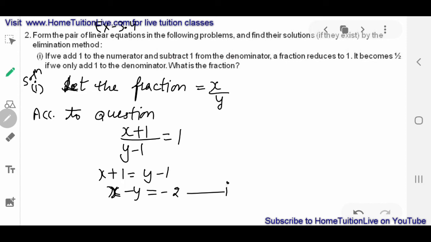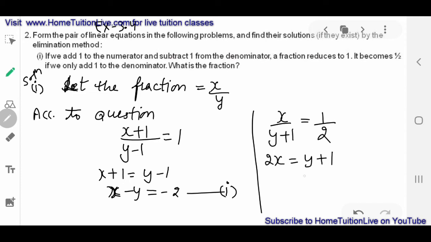This is equation 1. Now according to the question, the second equation is, a fraction becomes half if we only add 1 to the denominator. So the second equation is, if we add only 1 to the denominator, then this equation is best. So now solve this. 2x is equal to y plus 1, that is 2x minus y equals 1. This is our second equation.